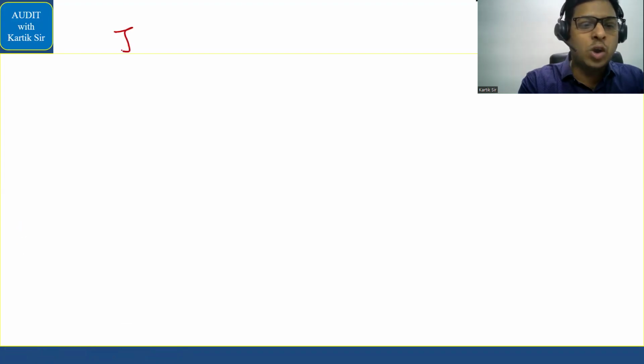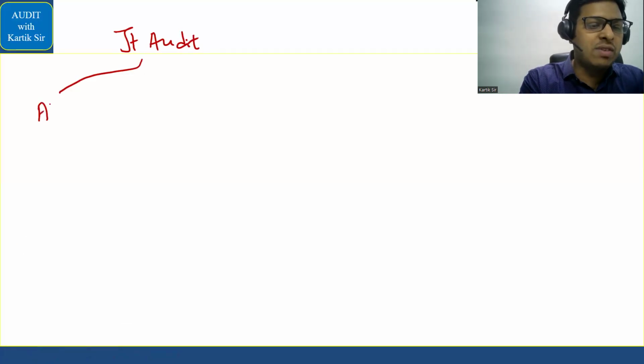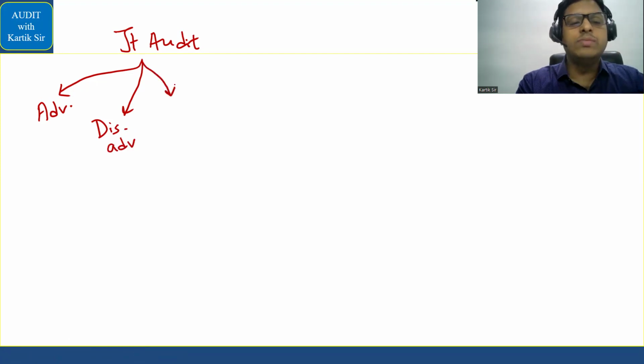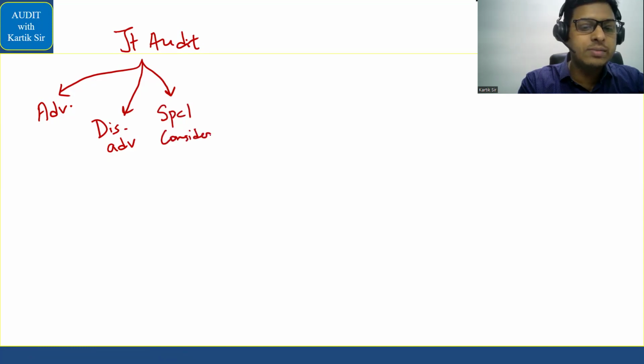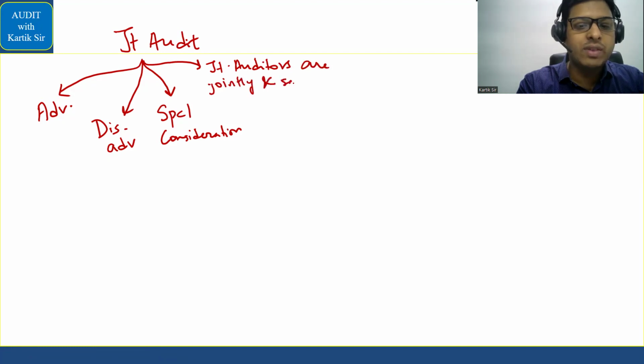Okay, let's do this. So in joint audit, you have basically four areas to be covered. First is what are the advantages of joint audit. Second is what are the disadvantages of joint audit. Third, in relation to joint audit, what are the special considerations to be kept in mind? And the fourth question that can come in the exam is: in which cases are joint auditors jointly and severally liable?